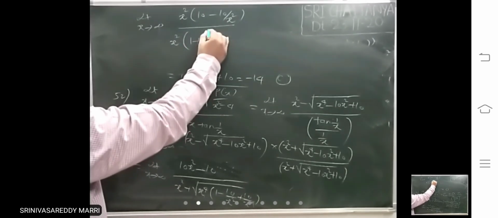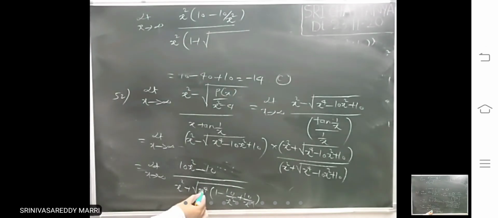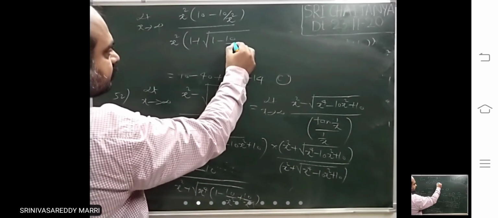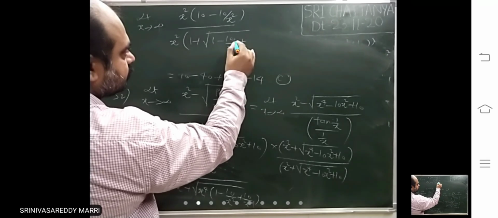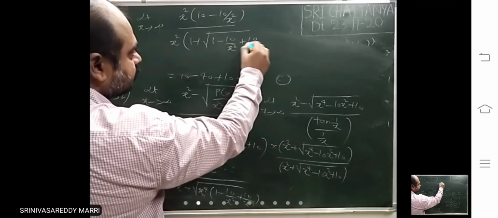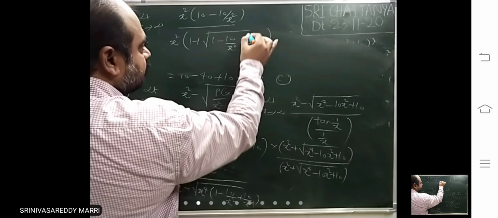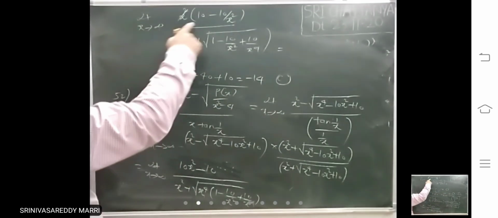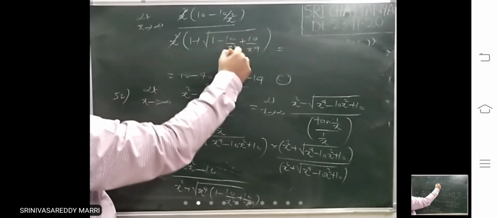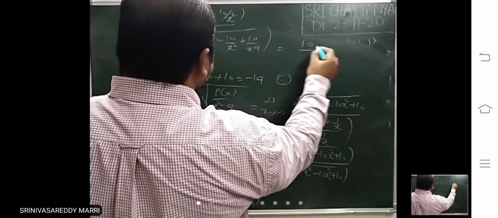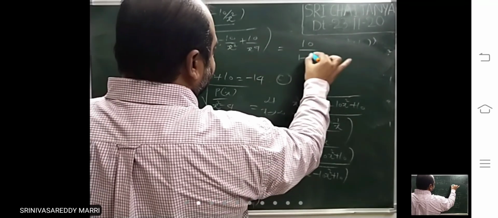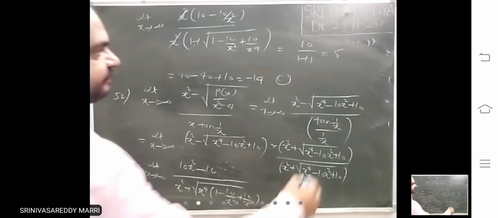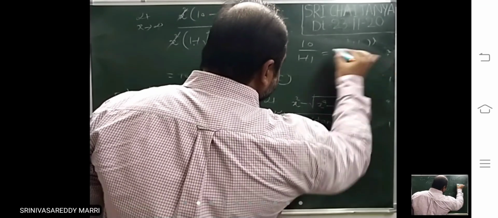Here 1 you will get, root of this x square is there, this remaining you will get this. That means x square got cancelled. If x tends to infinity, this will become what? 0, this will become 0, this will become 0. That means 10 divided by 1 plus 1. So answer is 5, that is B.